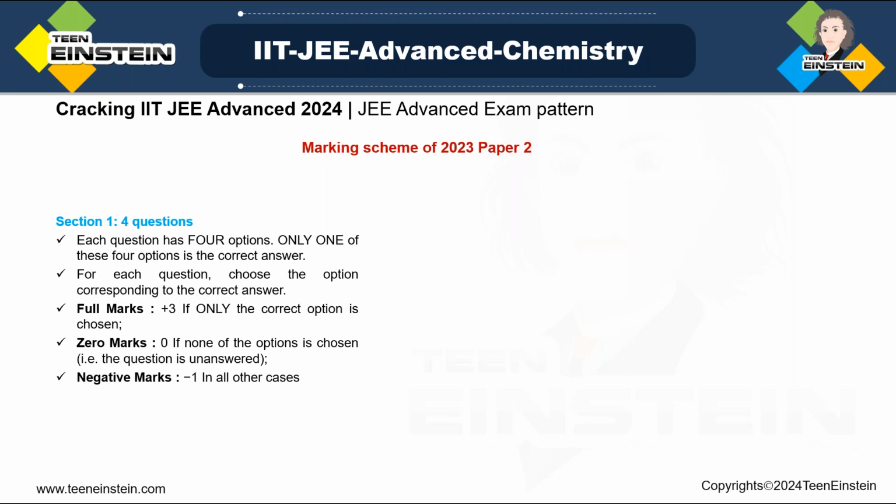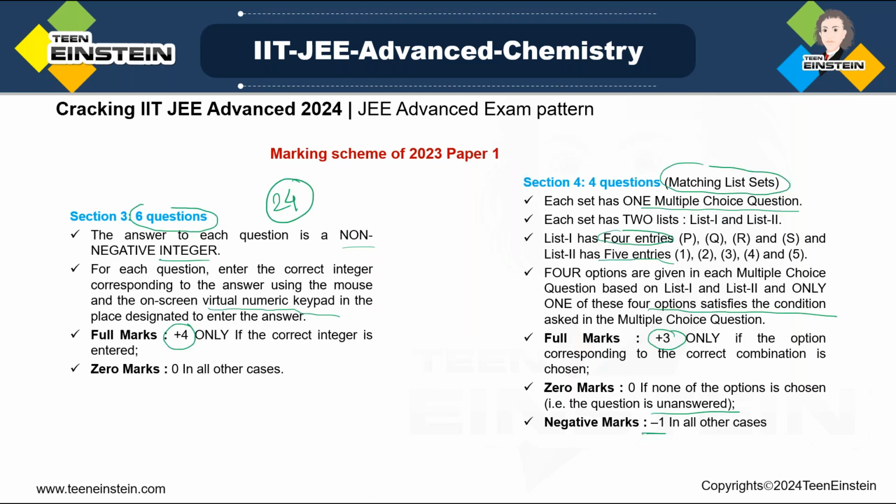Now we will go to paper 2. Paper 2, again 4 sections. Okay, probably I have not told the total marks. No, I have missed it. +3 and total 4 questions, that means maximum 12. So in the previous 2 sections we have seen 12, 12, 12, 36 and 24, 60 marks. Okay.